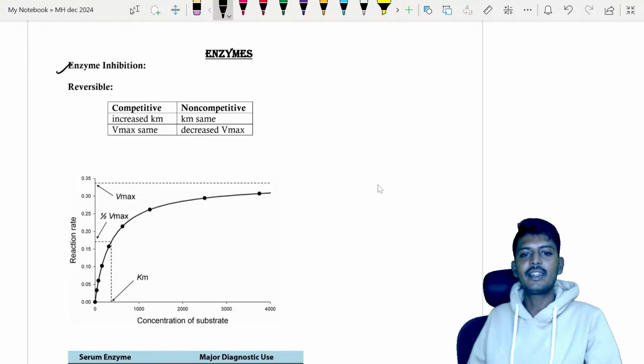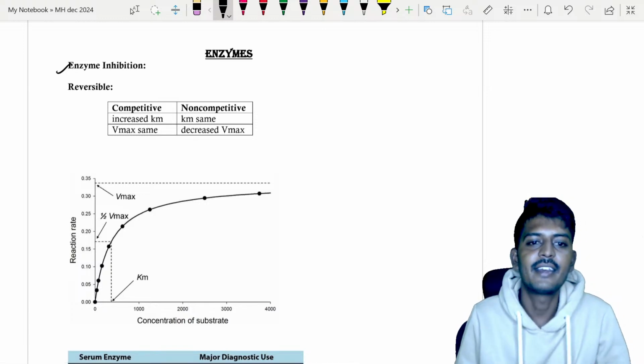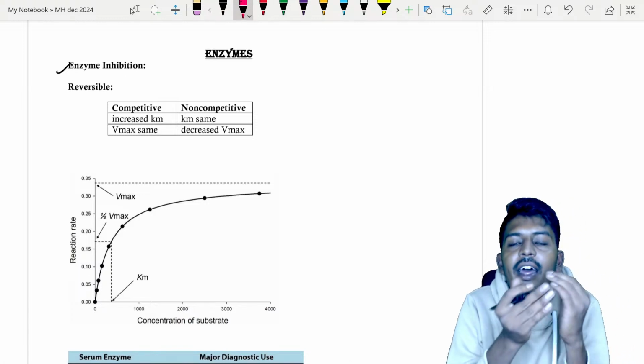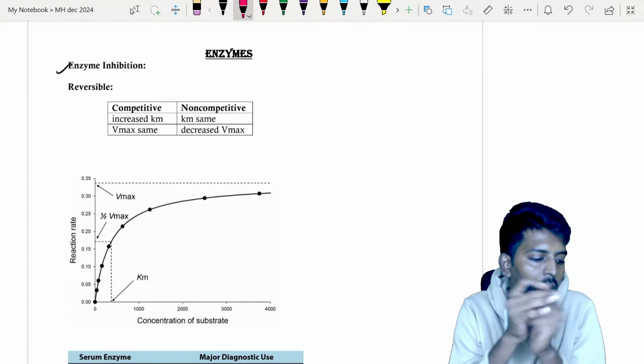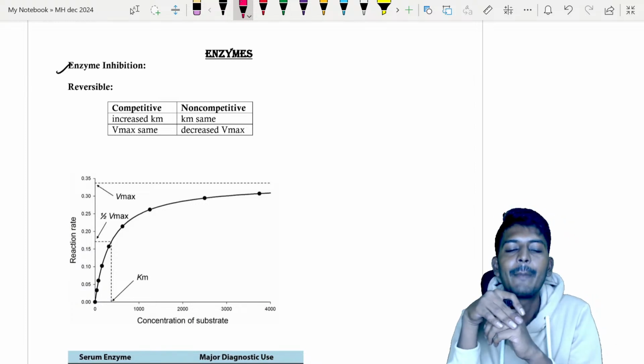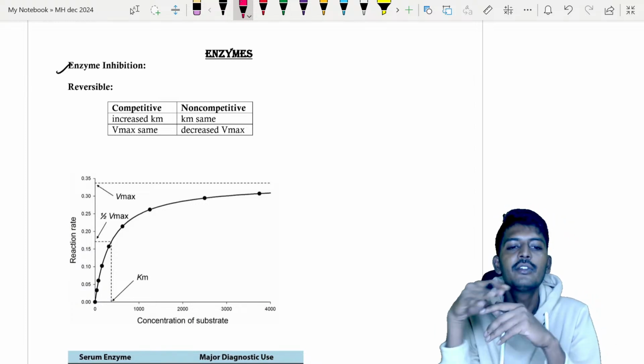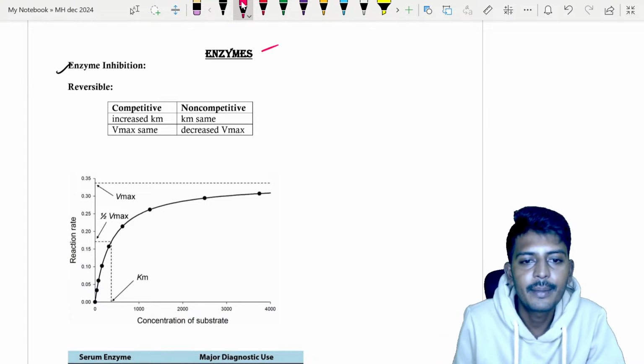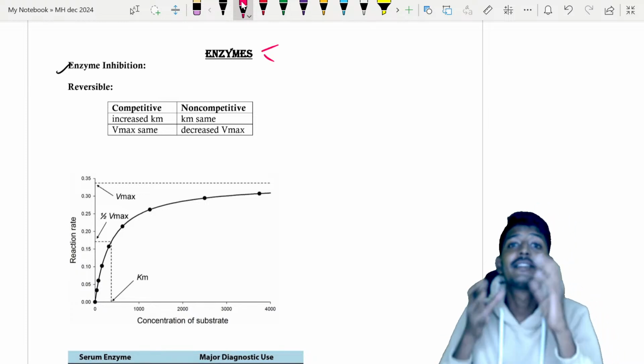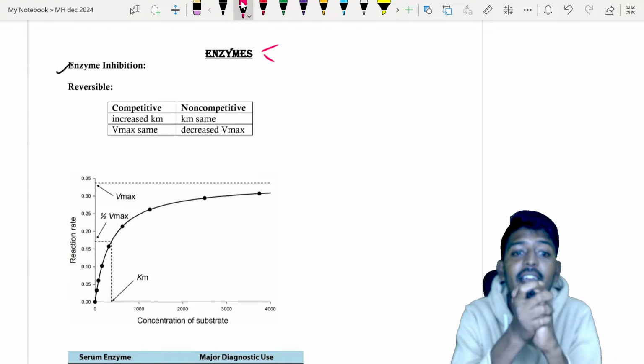Simple as that, my dear students. What are enzymes? All enzymes are proteins. They work as biological catalysts. Every enzyme consists of some sites. Site means a place where some substance can go and bind.